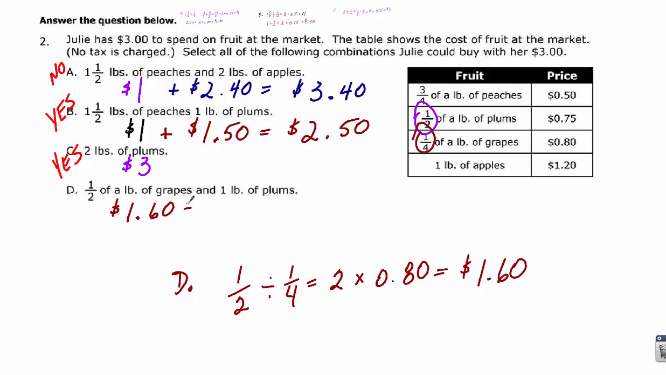$1.60 for the grapes plus, all right, let's see what else we've got. We've got 1 pound of plums. Well, we did 1 pound of plums right there, $1.50. So let's just go ahead and use that. Let's use our prior knowledge, $1.50. And for our work, we'll just point right there. That was the work we did. We already did this. There's absolutely no reason to do it again. 160 plus 150 totals $3.10. And since she only has $3 to spend, that's a no.